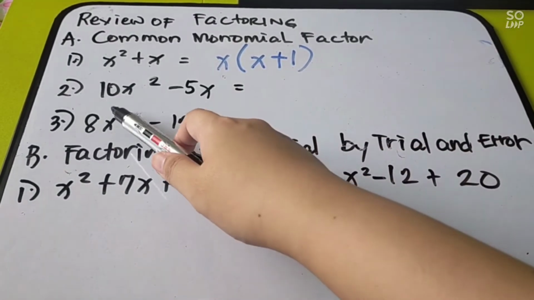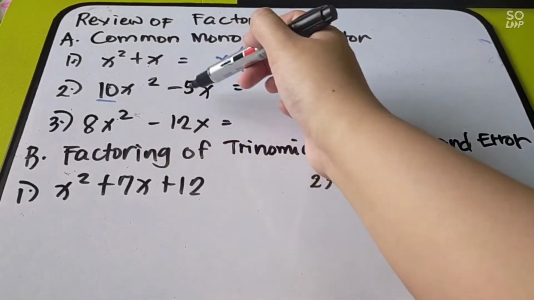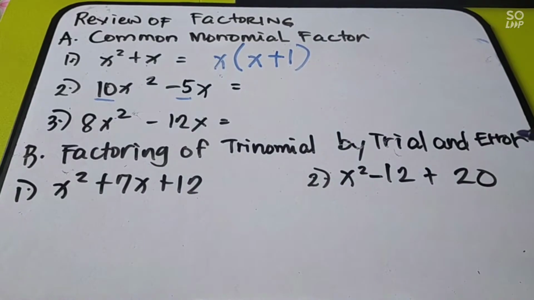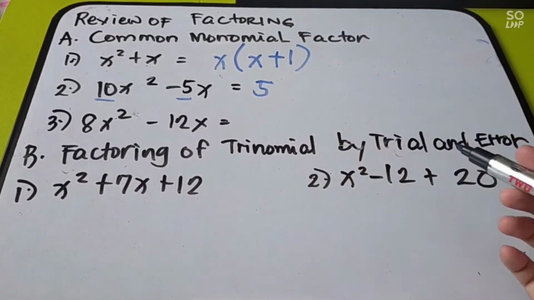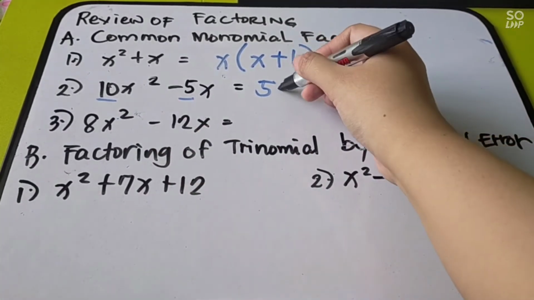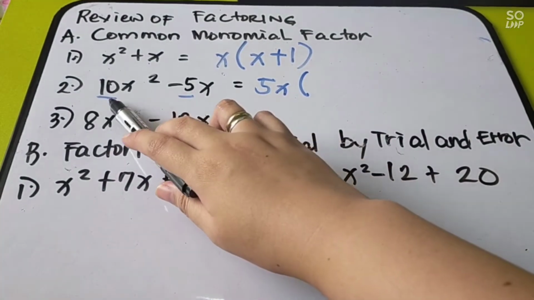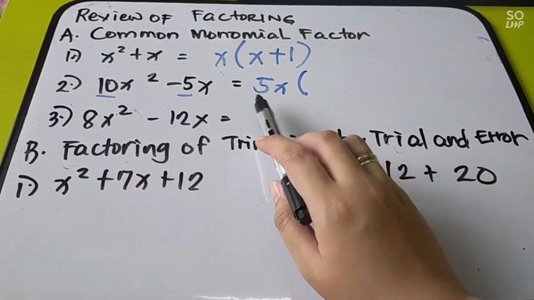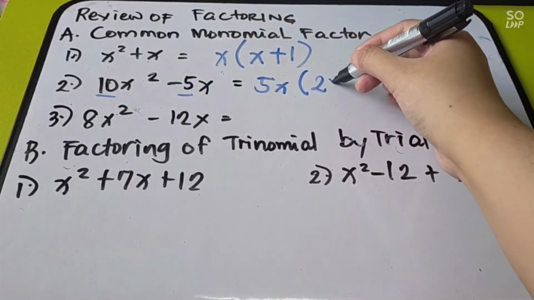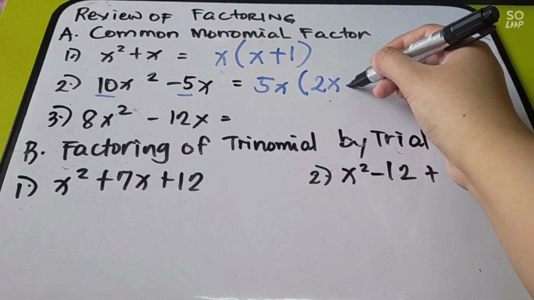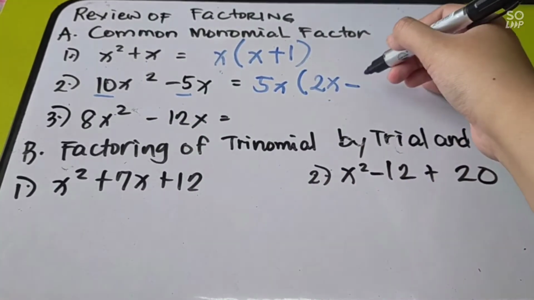Next tayo, number 2. 10x squared minus 5x. So, dun ka muna sa numerical coefficient. May common ba sa kanila? So, ang kanilang factor ay 5. So, yung 5 labas mo. And then, sa x squared and x, we have here 5x. Then, open parenthesis. Then, we are going to divide. 10x squared divided by 5x. So, 10 divided by 5, the answer is 2. Then, x squared divided by x, we have x. So, we have 2x. Then, minus. Negative 5x divided by 5x, the answer is 1.